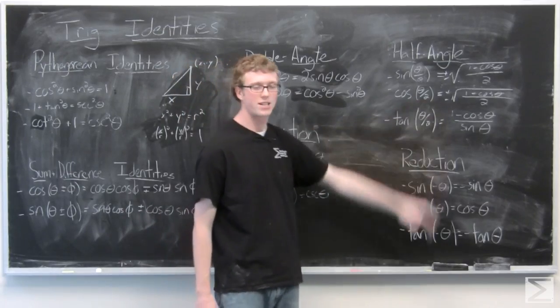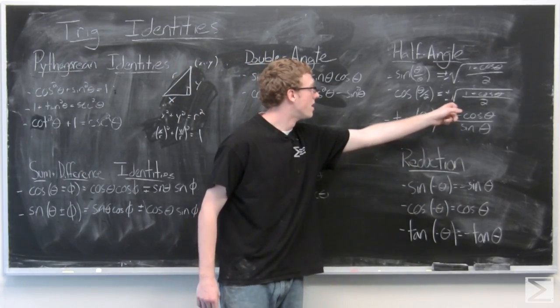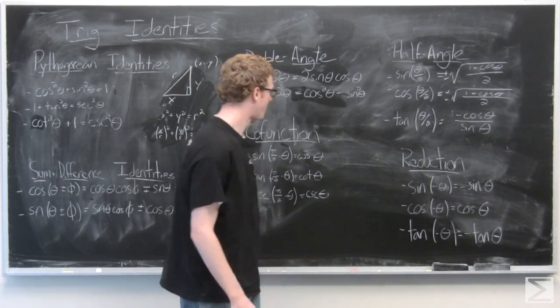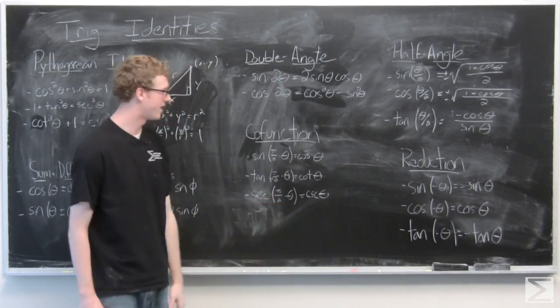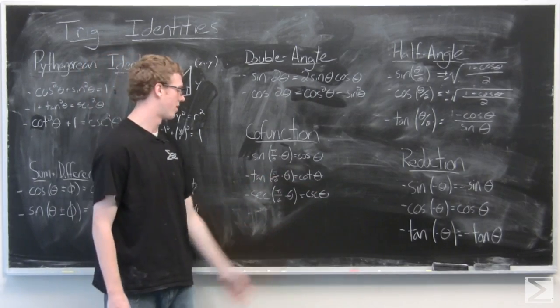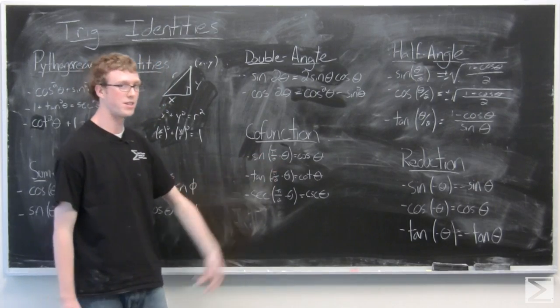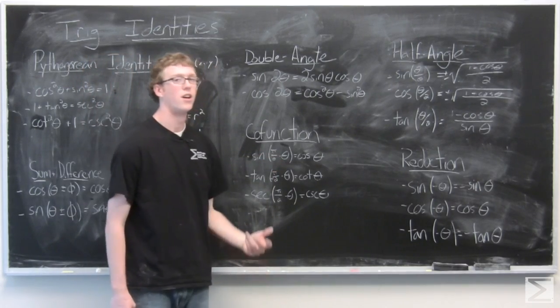We tend to try to stay away from them a little bit because the plus or minus can really play a factor in changing our equations. And then we have cofunction identities. There's only 3 of them written out here. There's actually 3 more. So sine of pi over 2 minus theta is cosine of theta.